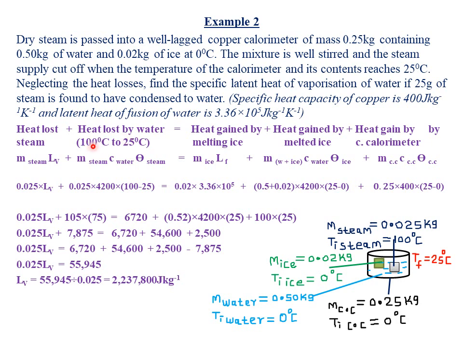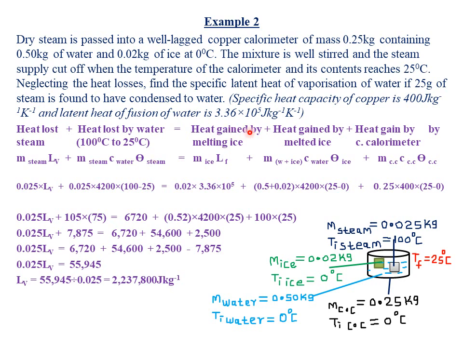So remember, water condenses from 100 degrees Celsius, that is the initial temperature of steam, up to the final temperature of the mixture, which is 25. So the heat that is lost after the water has condensed will be given by the mass of the steam multiplied by the specific heat capacity of water multiplied by the change in temperature for the steam.